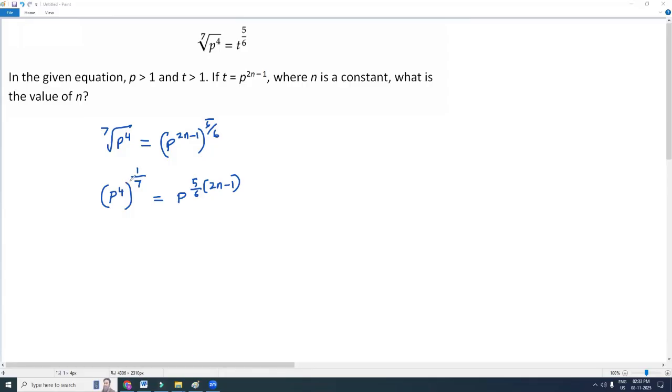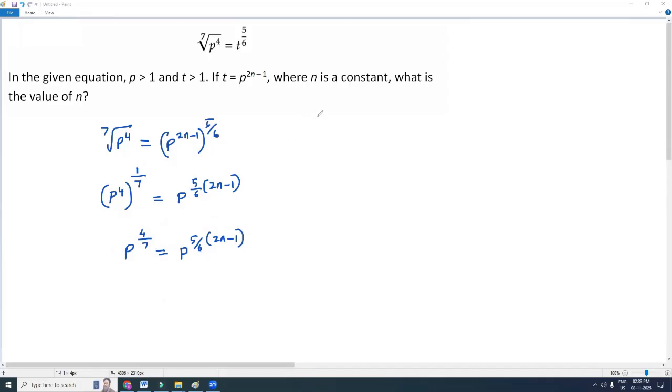Okay, now we can do the same thing on the left side. That is, a power is raised to another power. We can multiply the two exponents. Then we get p to the power of, when I multiply 4 and 1/7, I am getting 4 over 7, equals p to the power of 5 over 6 multiplied by 2n minus 1. Here two powers are equal with the same base, that is p. Whenever two powers are equal with the same base, we can equate the exponents.